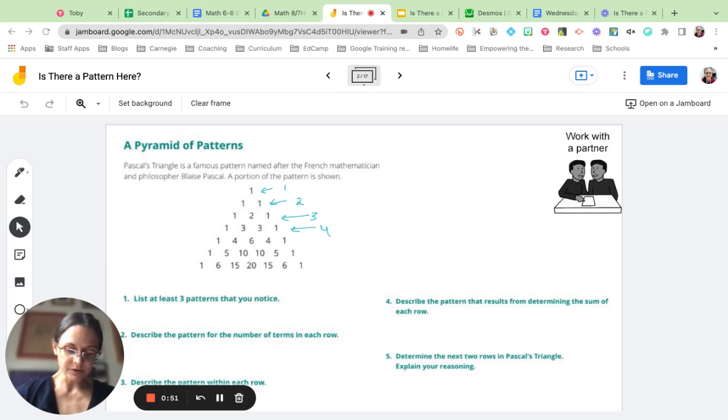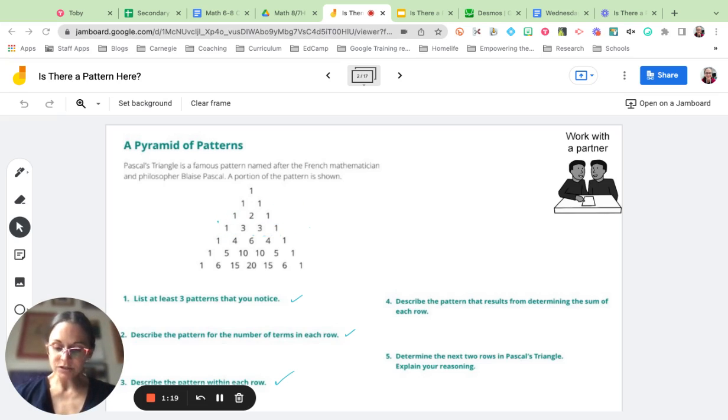Next, you need to describe the pattern within each row. So what's happening between the numbers in each row? That's what this is asking. So we went 1, 3, 3, 1. What's the pattern within that row so that it goes 1, 3, 3, 1? And then also, how is that related to the row above it, right? So we're going to look within and we're going to look above.